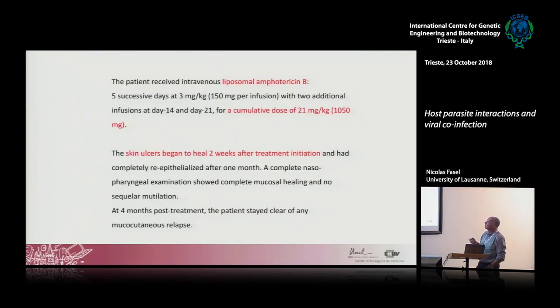And then they started the treatment with liposomal amphotericin B, and amphotericin B works pretty well, and I showed you yesterday, in fact, that amphotericin B works pretty well against parasites carrying the virus. Okay, it's a pretty good treatment. And this confirmed that, in fact, in the field, the skin ulcer began to heal 2 weeks after the treatment initiation, and now she is pretty fine, at least with her leishmaniasis.